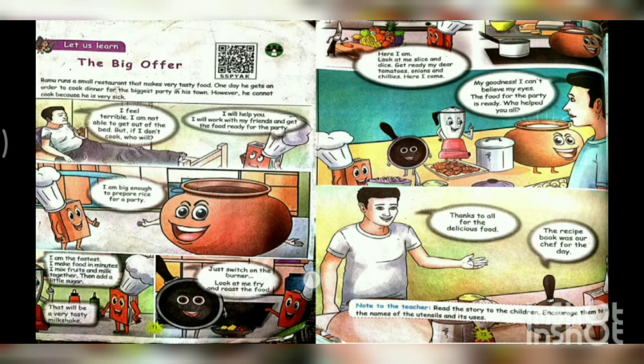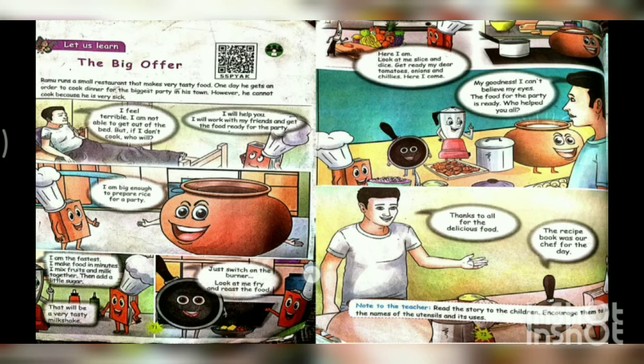And then here I am, look at me. Slice and dice. Get ready, my dear. Tomatoes, onions and chilies. Here I come. So here the knife is also ready. The knife says, even I will help you in slicing and chopping up all the fruits and vegetables. I can also help you from my part. And then all of them work together. That is the frying pan, the mixer, the stove, the burner, the rice pot. All of them come together and they work together as a team and they do the order successfully.